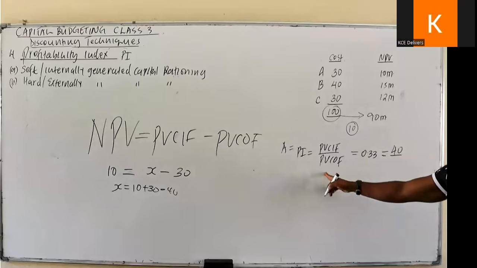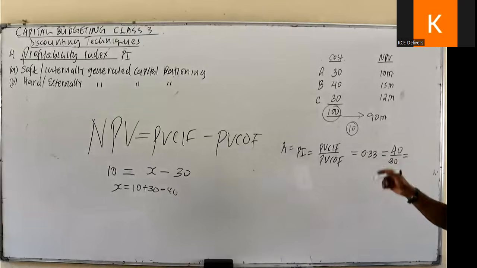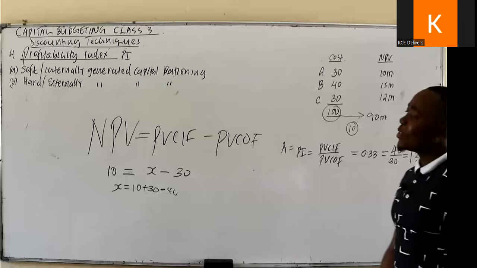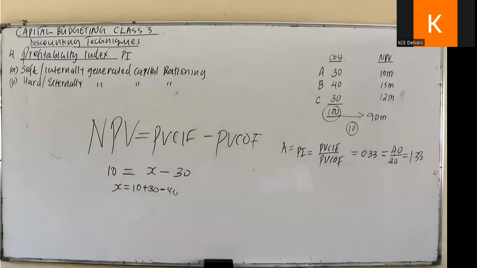So you have the present value of cash inflow, which is 40. You divide by the present value of cash outflow, which is 30. 4/3 is how much? 1.33. Are you together? Yeah, anyway, that's right.